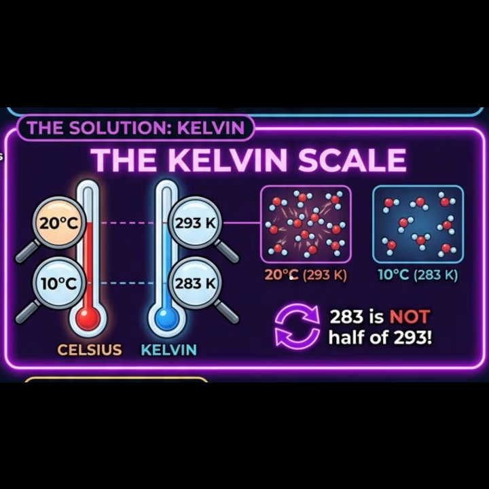Actually, 20 degrees centigrade corresponds to 293 Kelvin in the Kelvin scale, and 10 degrees centigrade corresponds to 283 Kelvin. Now 283 is not half of 293, so 20 degrees centigrade is not double 10 degrees centigrade. So this is the real problem. And what is the solution? The solution is the Kelvin scale.